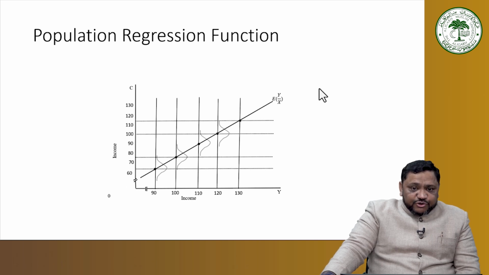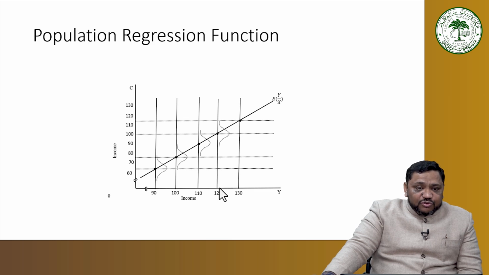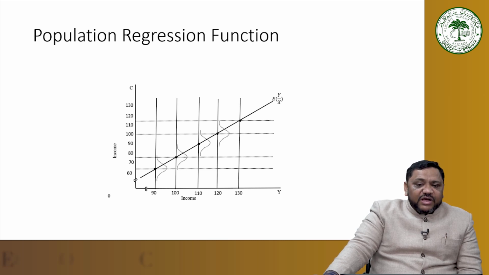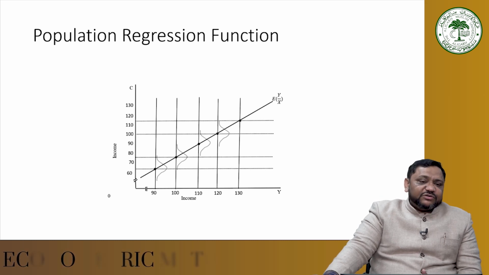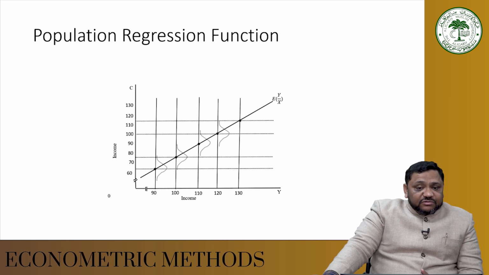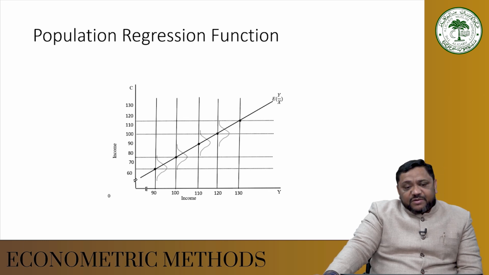This line I am referring to shows the relationship between the average of the dependent values of C and the given values of the independent variable X. It is achieved by associating average consumption with the level of income. This is what we call the population regression function. So, to summarize, the population regression function shows the relationship between the values of the dependent variable and the given values of the independent variable.